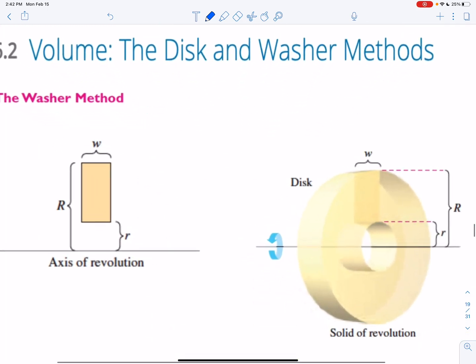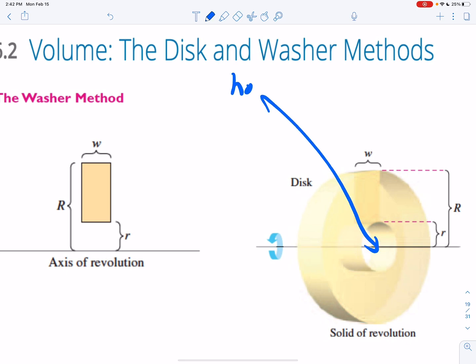So here's what happens. If you have a rectangle that's essentially floating, notice how it's not hugging the axis of revolution, right? There's a gap. So it only makes sense that when you revolve it, it creates a disk, but there's an obvious hole right here, right? They have a fancy name for that. They call it a washer.